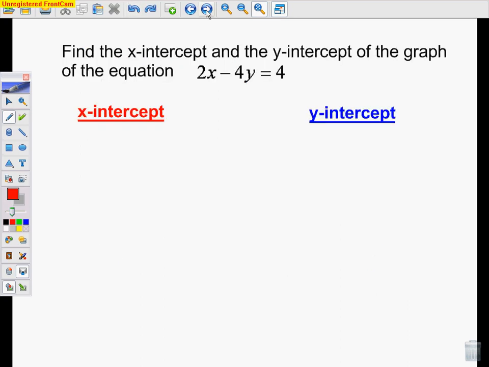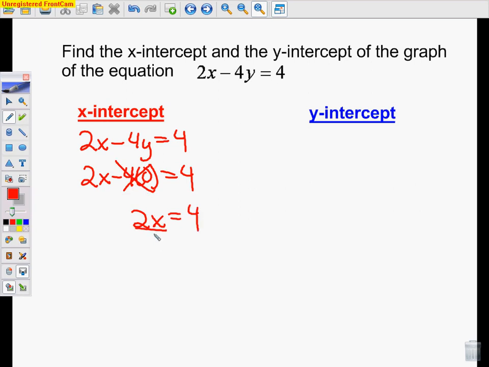Here, find the x-intercept and y-intercept of the graph of the equation. Now, there's a couple ways that you can do this. When you're finding the x-intercept, 2x minus 4y equals 4, the way that I showed you in class was to set the y equal to 0 and then solve. So -4 times 0 is just 0, so that cancels out. So you get 2x equals 4. Then divide by 2 on both sides, you get x equals 2. So that gives us an ordered pair of 2, 0 for the x-intercept.